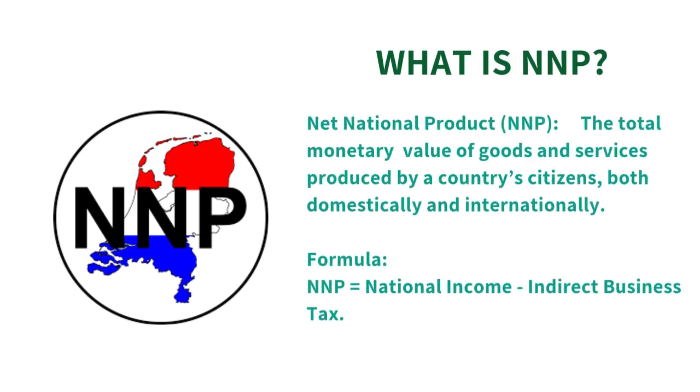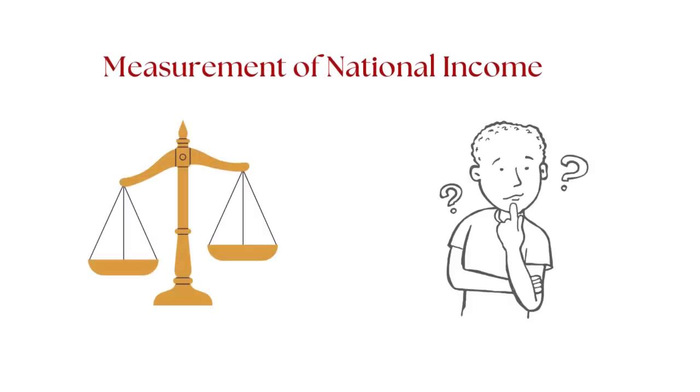Our next question is what is NNP? Its full form is Net National Product. The total monetary value of goods and services produced by a country's citizens, both domestically and internationally. Its formula: NNP equals national income minus indirect business tax. Then our new question. It is a big question. Measurement of national income.